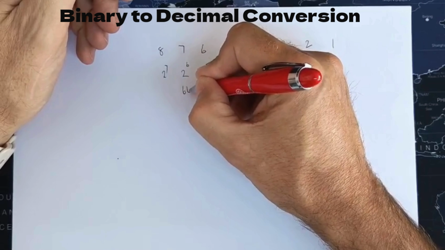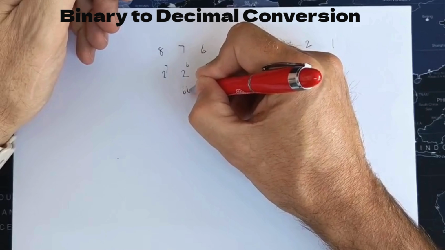Using the next binary value, I've got 0, 1, 1, 0, 0, 1, 0, 0. Here, as we can see, our 128 is off, 64 is on, 32 is on, 16 is off, 8 is off, and 4 is on. So 64 plus 32 gives me 96, plus 4 leaves me with 100.